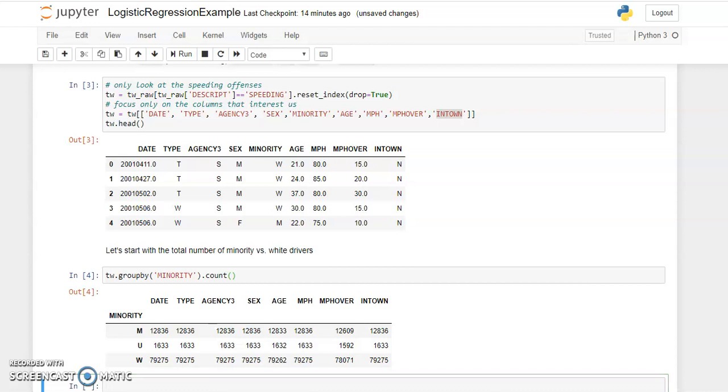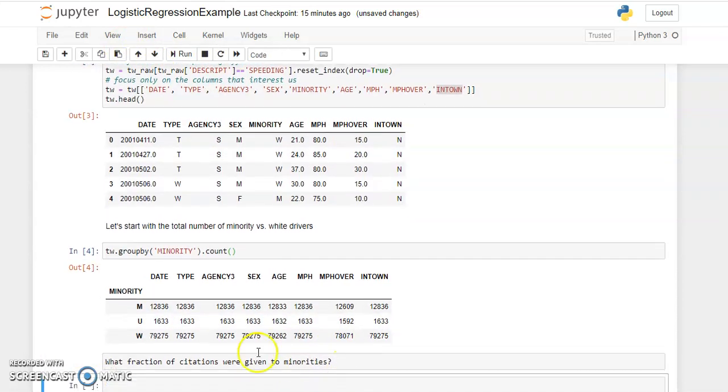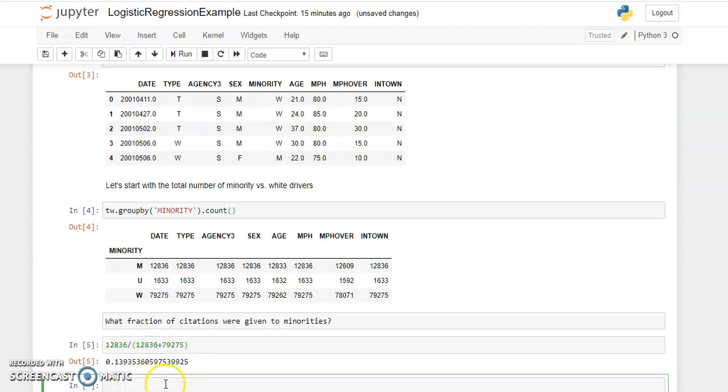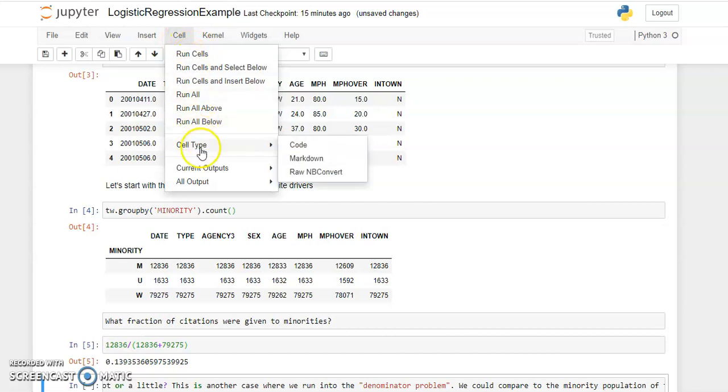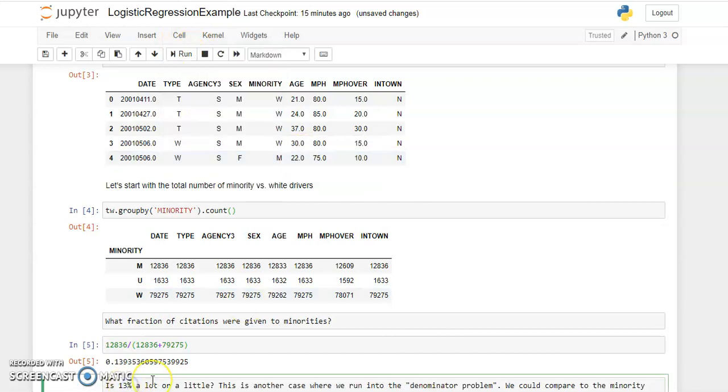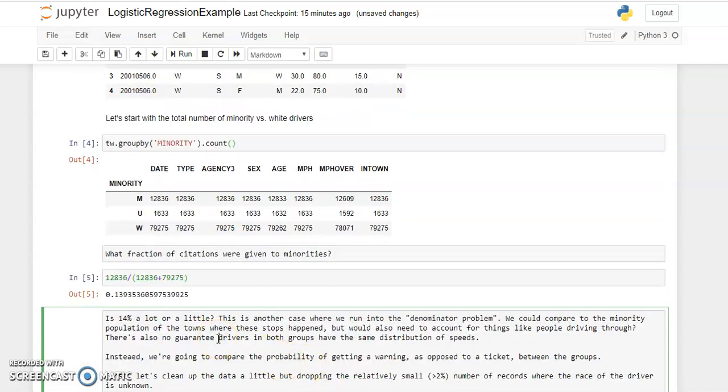And so we can just start to ask some really basic questions here, right? We can go ahead and look at, for example, what percentage of citations were given to minorities. It's about 14%. I actually have it as 13% here, but it's really closer to 14%. We have our classic question here, which is, is 14% a lot or a little? So this is another case where we run into the denominator problem.